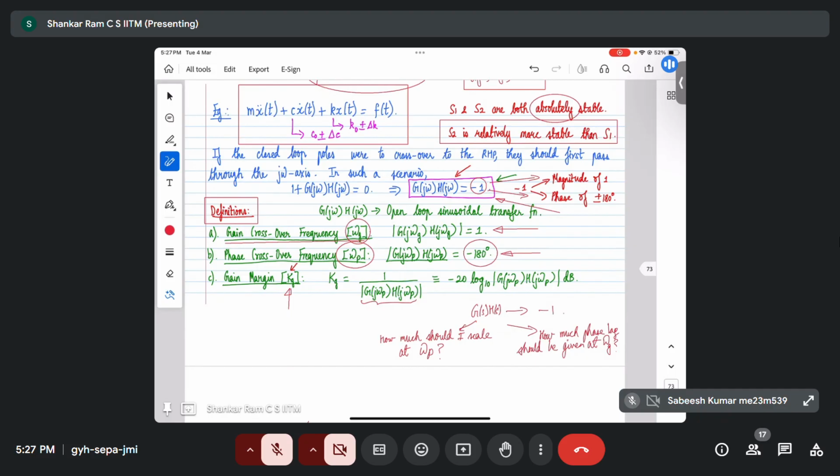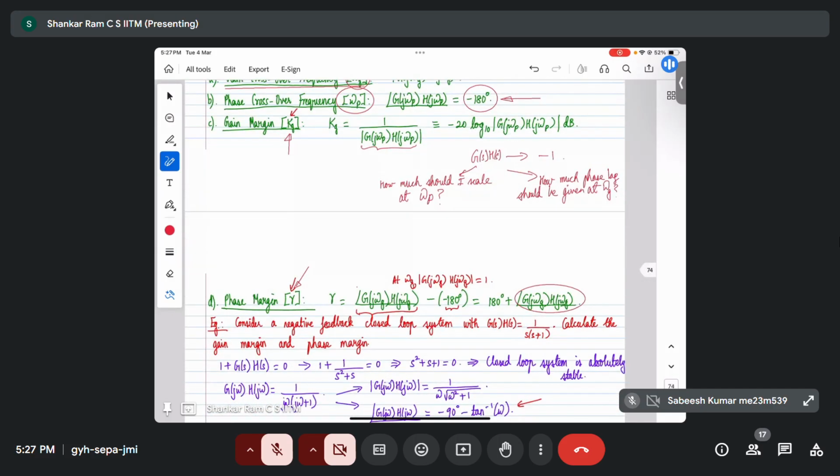And when they pass the imaginary axis, G(jω)H(jω) becomes -1, from the closed loop characteristic equation. And the -1 point can be divided into two parts: the magnitude being 1 and the phase being -180 degrees. That motivates the definition of gain crossover frequency and phase crossover frequency. At the phase crossover frequency, we calculate the gain margin. At the gain crossover frequency, we calculate the phase margin. I hope the symmetry is also clear.